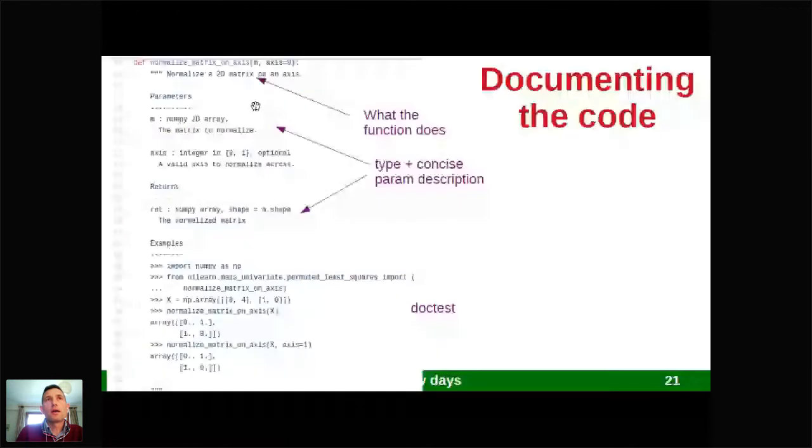So again, when you look at how the API documentation is written, it states briefly what the function does. It provides a concise description of the parameters and the returned argument. Sometimes we also have a doc test that shows you directly how to use this function. For instance, this one, normalized matrix on axis, could be a bit abstract. So instead, to make its understanding easier, you can simply show what it does on a given array.